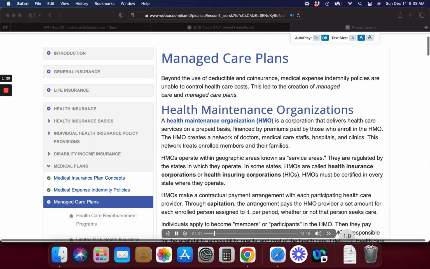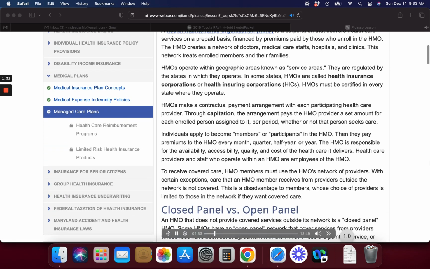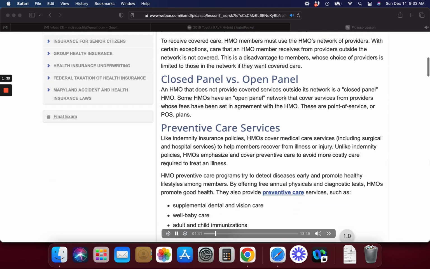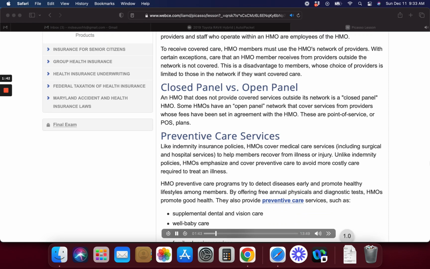Healthcare providers and staff who operate within an HMO are employees of the HMO. To receive covered care, HMO members must use the HMO's network of providers. With certain exceptions, care that an HMO member receives from providers outside the network is not covered. This is a disadvantage to members, whose choice of providers is limited to those in the network if they want covered care. Closed panel versus open panel.